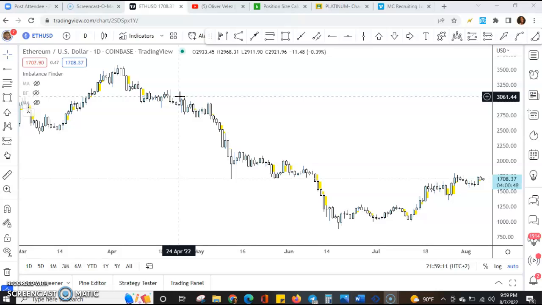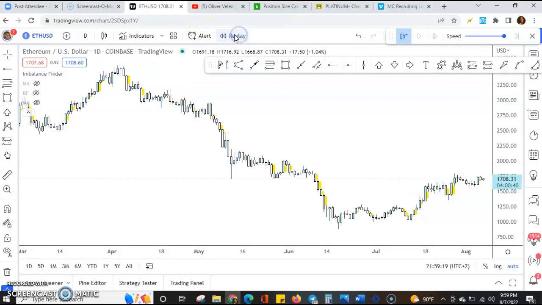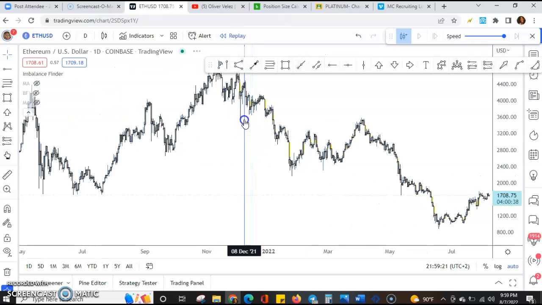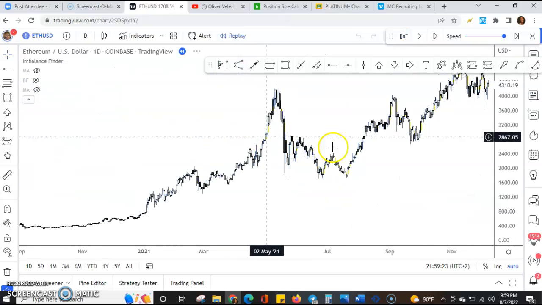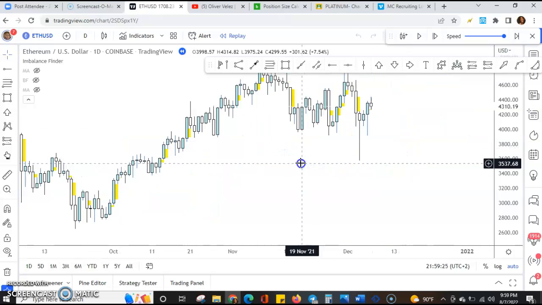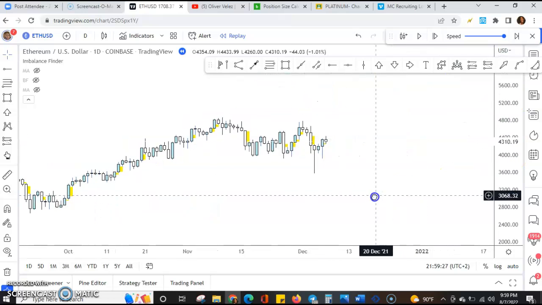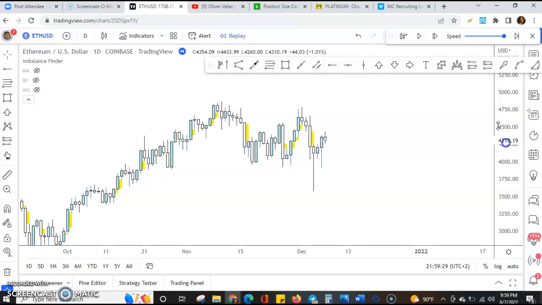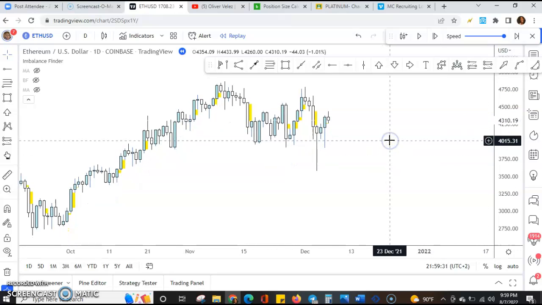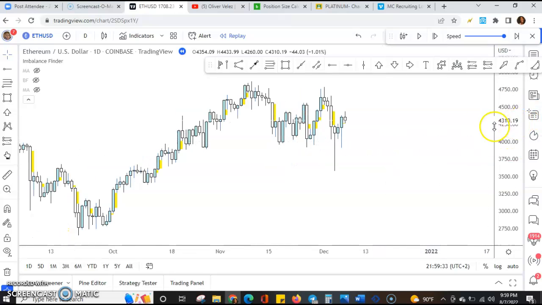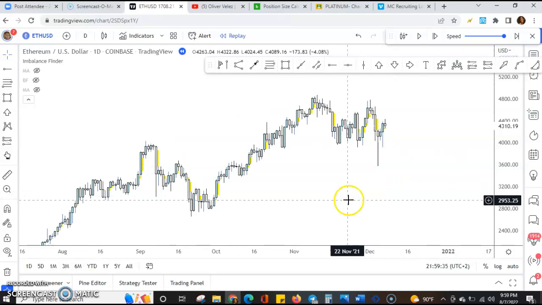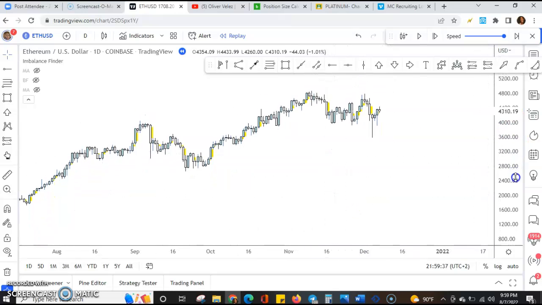So without further ado, I'm going to show you what I do on Ethereum USD. I am on the daily. I'm going to hit this replay button, and literally what you do is just drop your replay on any period of time of this chart, and then you start your analysis as if it was a live market. So I always start on the daily time frame, and I try to gauge where we are in the market.